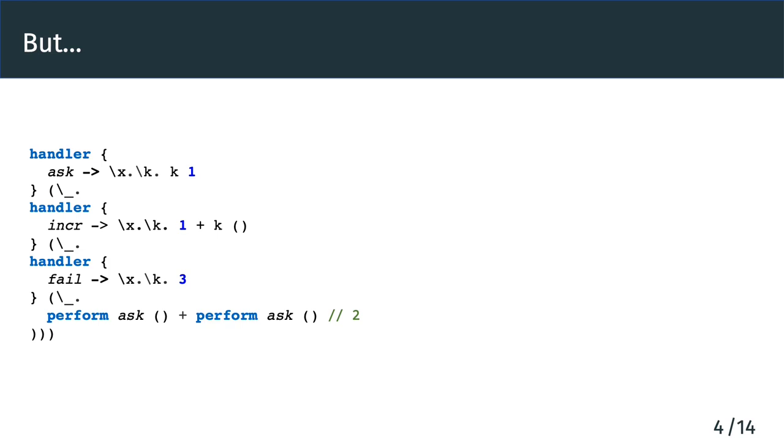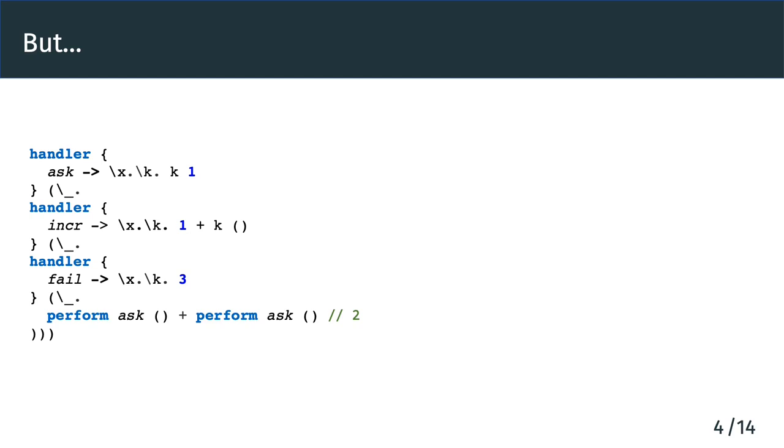However, it is non-trivial to support algebraic effects in real-world programming languages. We demonstrate the issue with this example. This code has 3 handlers followed by an expression which simply calls ask twice, as we have seen before. The 3 handlers are a reader handler, an inc handler which increases the computation result by 1, and an exception handler which returns a default value 3 if the computation fails. As before, since the reader always returns 1, we expect the answer to be 2.